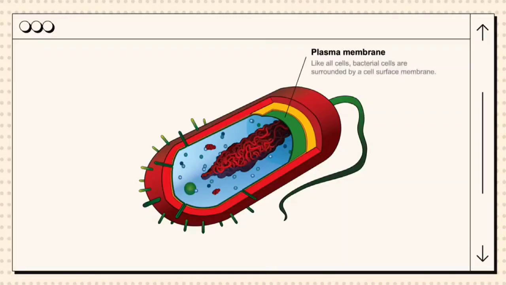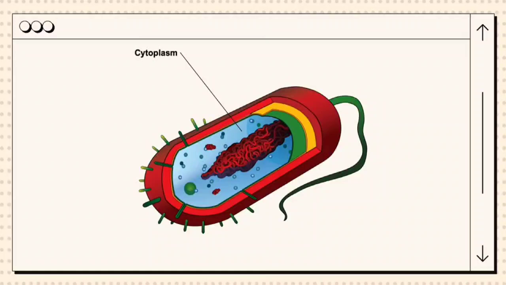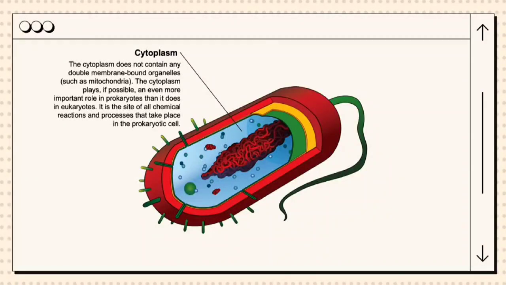Next, plasma membrane. Like all cells, bacterial cells are surrounded by a cell surface membrane. Next, the blue part is cytoplasm. The cytoplasm does not contain any double membrane-bound organelles, such as mitochondria. The cytoplasm plays, if possible, an even more important role in prokaryotes than it does in eukaryotes. It is the site of all chemical reactions and processes that take place in the prokaryotic cell.